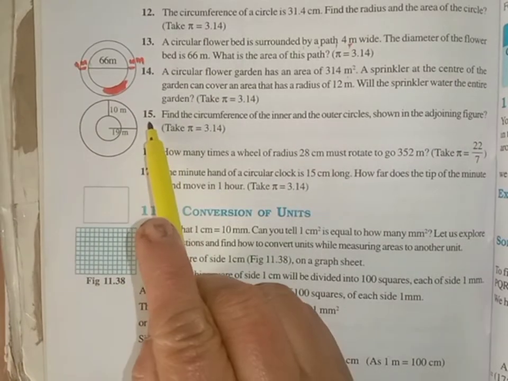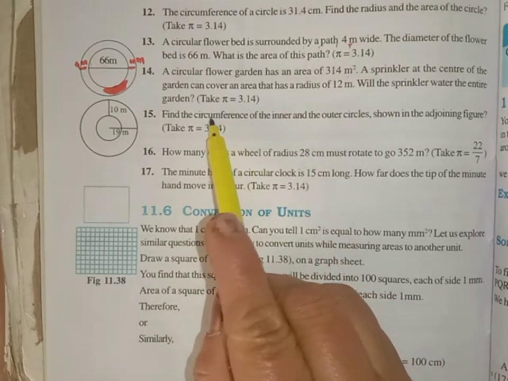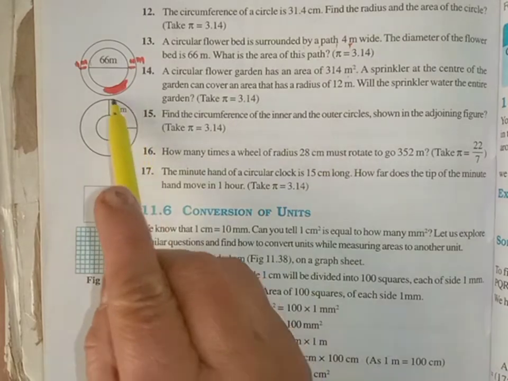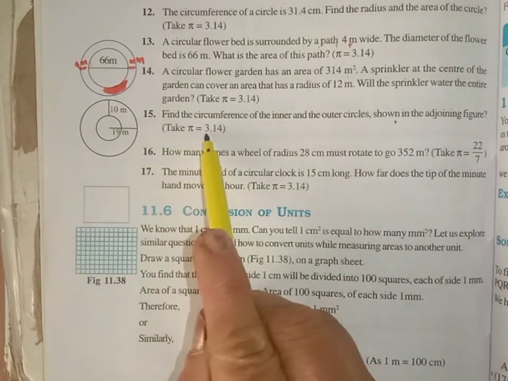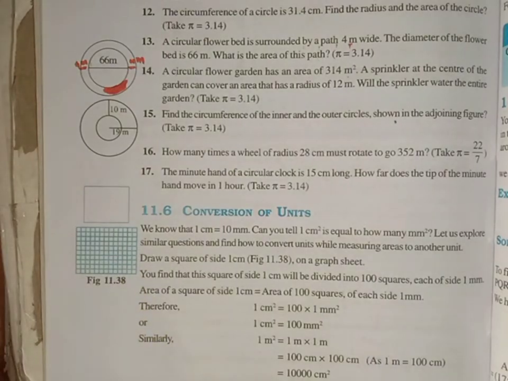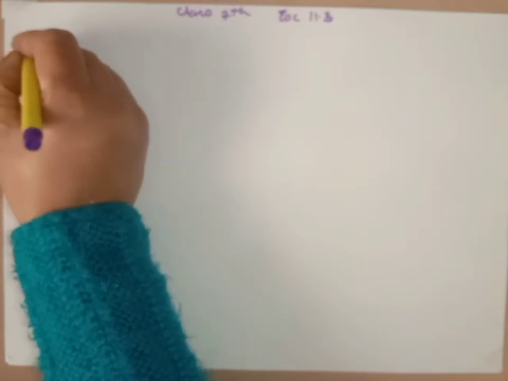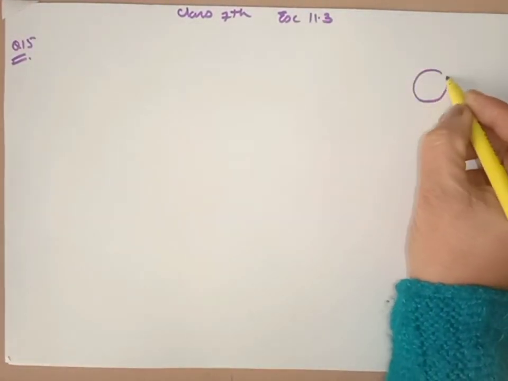The question number is 15. Find the circumference of the inner and the outer circle shown in the adjoining figure, and the pi value is given 3.14. Now question number 15, and the diagram is given.